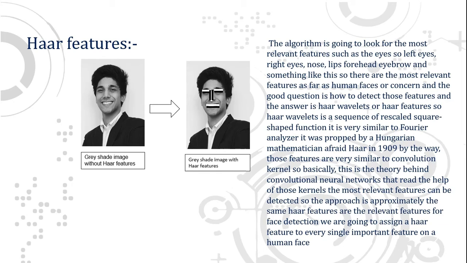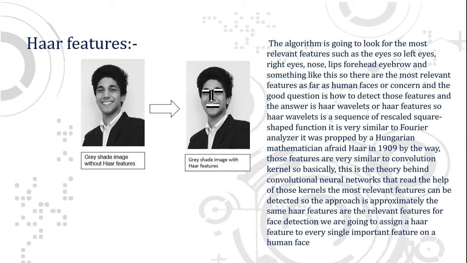The algorithm is going to look for the most relevant features such as eyes, left eye, right eye, nose, lips, forehead, eyebrows, and some things like this. So these are the most relevant features as far as human faces are concerned. And the good question is how to detect those features, and the answer is Haar wavelets or Haar features. Haar wavelets are a sequence of rescaled square-shaped functions. It is very similar to Fourier analysis. It was proposed by the Hungarian mathematician Alfred Haar in 1909.